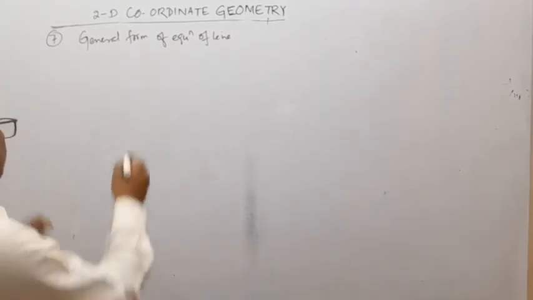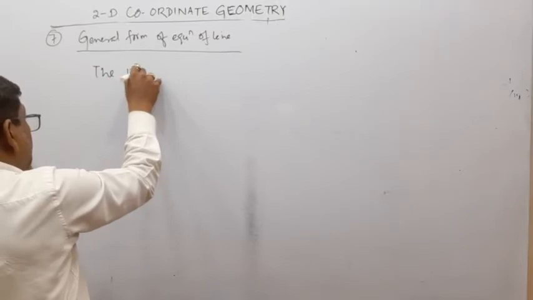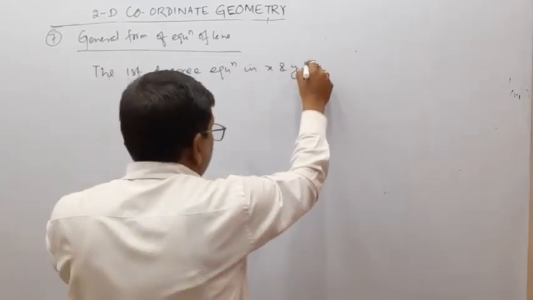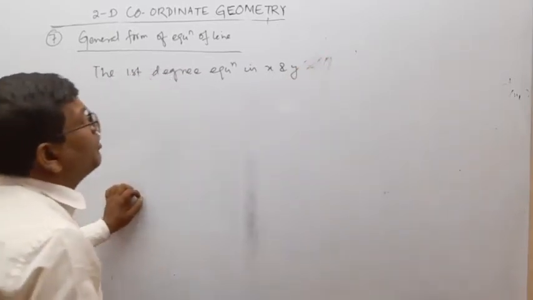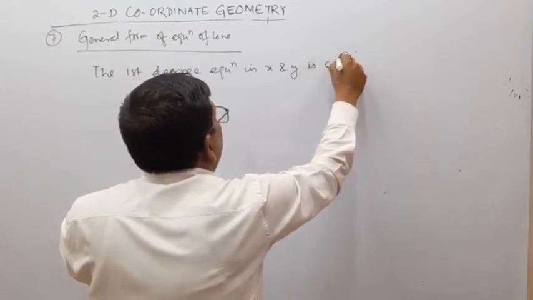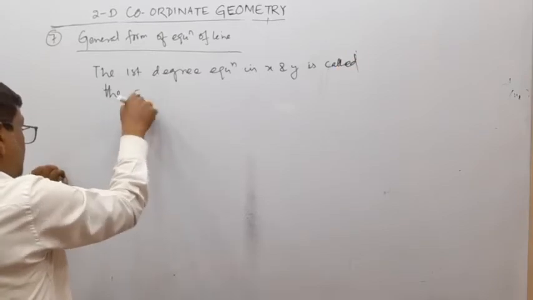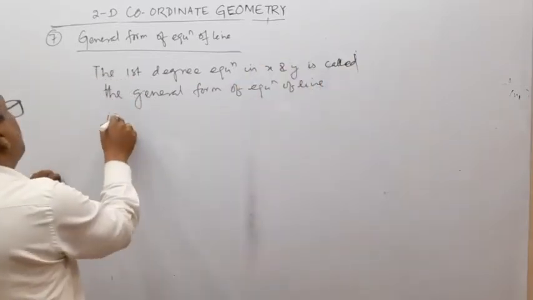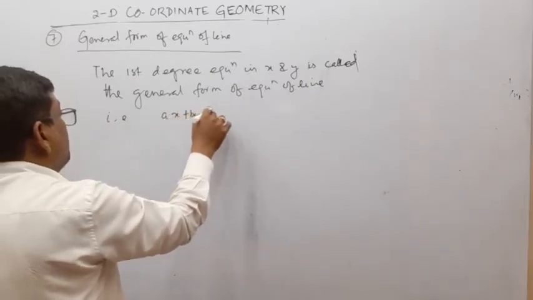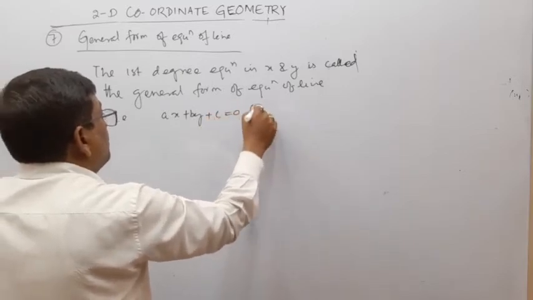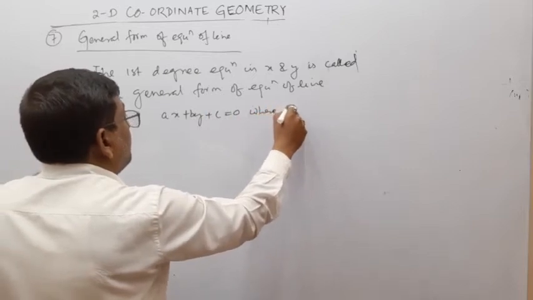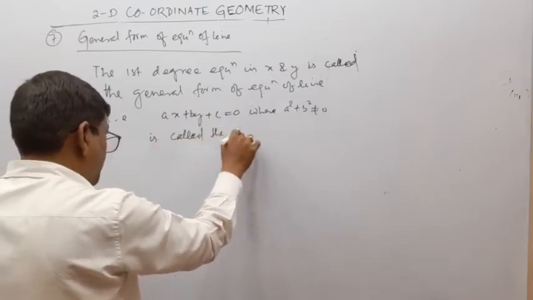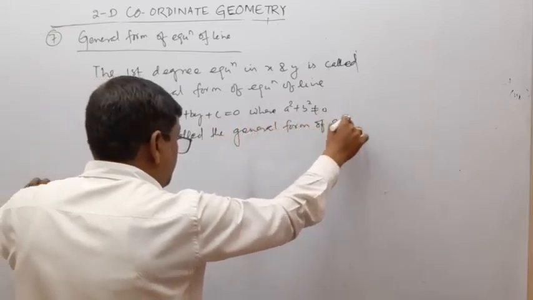Now, the general form of the equation of a line. The first degree equation in x and y is called the general form of the equation of a line, that is, ax plus by plus c is equal to 0, where a square plus b square is not equal to 0.